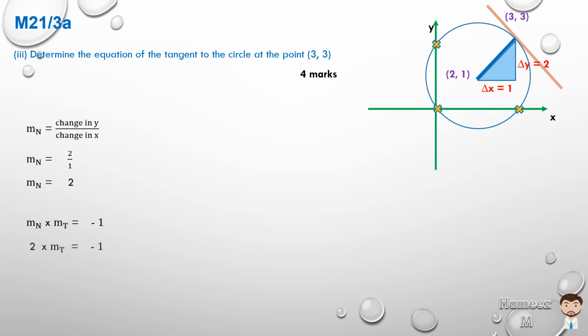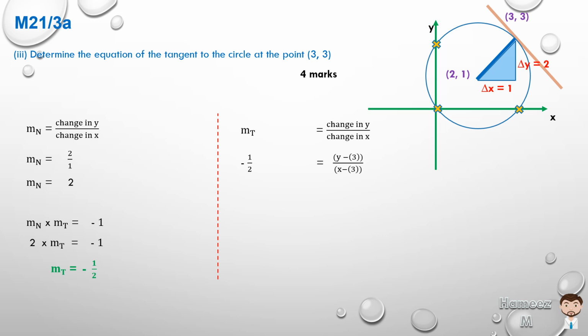2 times the gradient of the tangent is equal to minus 1. As such, the gradient of the tangent is minus a half. And we can tell from the brown line that the gradient is negative. So the gradient of the tangent is equal to change in y over change in x, and we can substitute using the x and y coordinates of a point passing through the tangent. So we can substitute 3, 3, which is a point on the tangent. So it gives us minus a half is equal to y minus 3 over x minus 3.